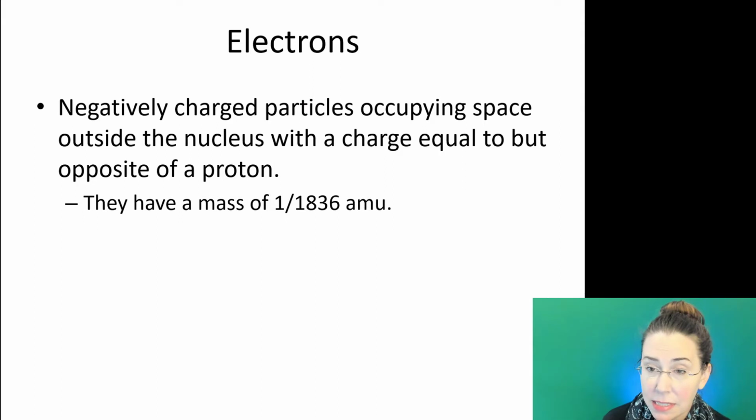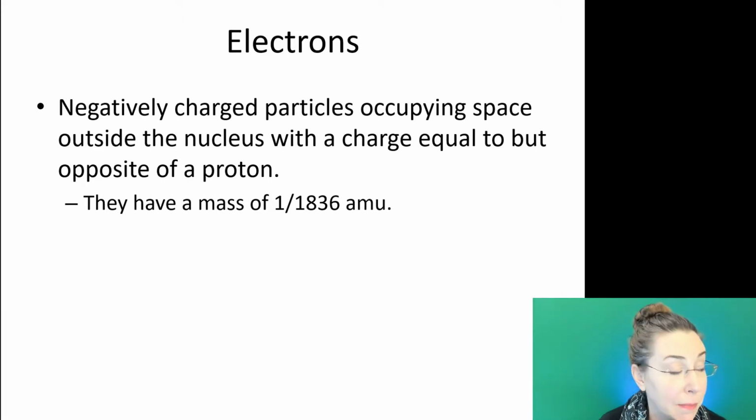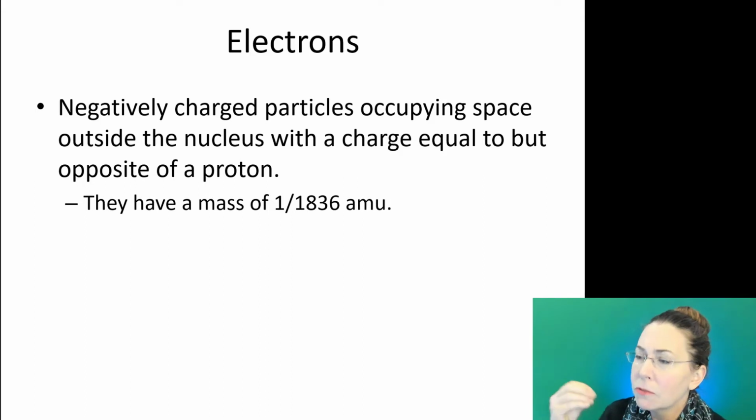Now their mass, on the other hand, is exceedingly small. It is 1/1836th of an AMU. That is really tiny. I mean, let's think about this. It takes 1,836 electrons to equal the mass of 1 proton. That's really small. And so effectively, in terms of the level of chemistry that we're working with, we can essentially consider the electron to have virtually no mass. I'm not telling you they have no mass. I'm telling you they have virtually no mass. They are just that tiny.